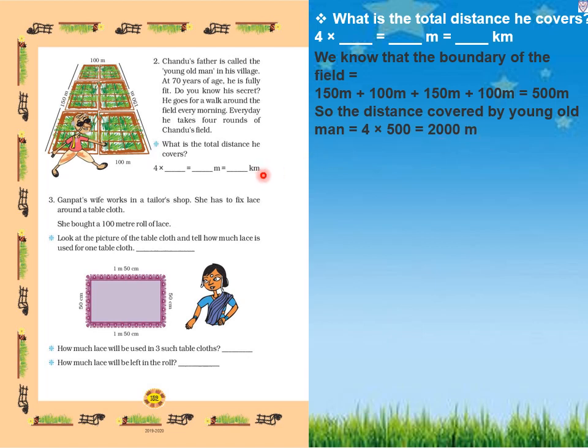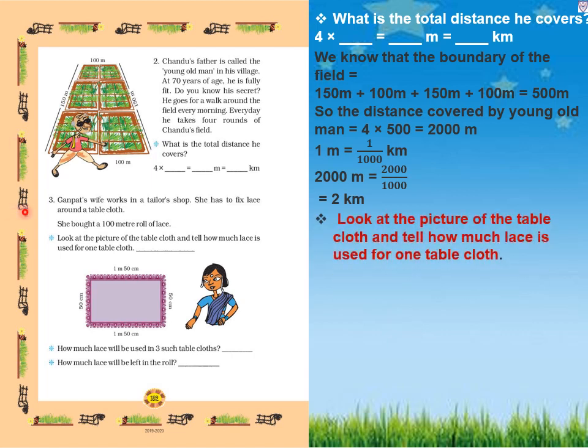Now we want the answer in kilometer. So we will convert meter into kilometer. So 1 meter equals 1 upon 1000 kilometer. So we have 2000 meter. So 2000 upon 1000, we will get 2 kilometer. So daily he covers 2 kilometer.